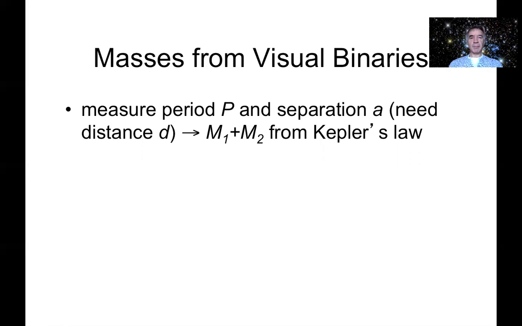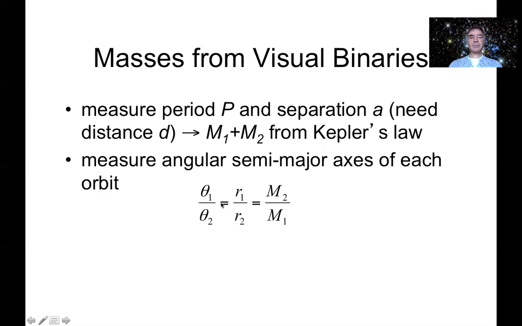Okay, and obviously, if you've got P and A, you can easily measure the sum of the masses from Kepler's law, as we derived last time. What about the mass ratio? Well, you can do that as well. If you accurately look at the motion of the two stars, you can work out where the center of mass is as well. So then you've got the ratio of their actual orbital radii, as well as the actual separation between the two stars. You can work out where the center of mass is. And as we saw last time, then that will give us the mass ratio.